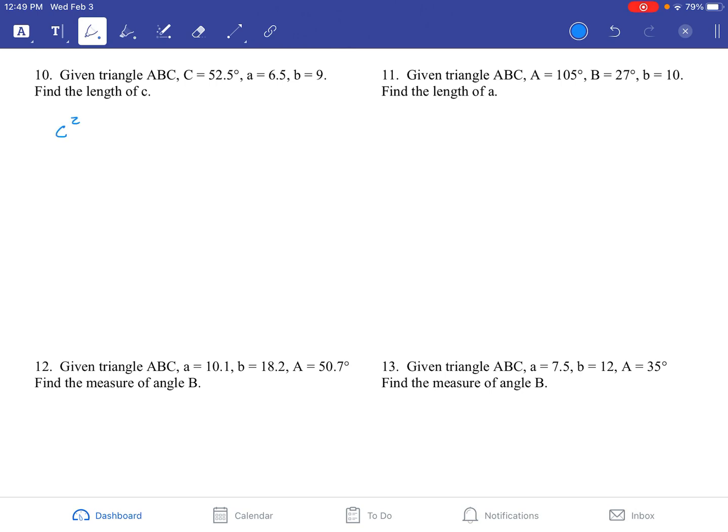So here we go. We're going to go C squared is equal to 6.5 squared plus 9 squared minus 2 times 6.5 times 9 times the cosine of 52.5. All right, so we're going to plug that all in our calculator all at once. So I have 6.5 squared plus 9 squared minus 2 times 6.5 times 9 times the cosine of 52.5. I'm going to take that answer and then square root it, and I will get C is equal to 7.21.